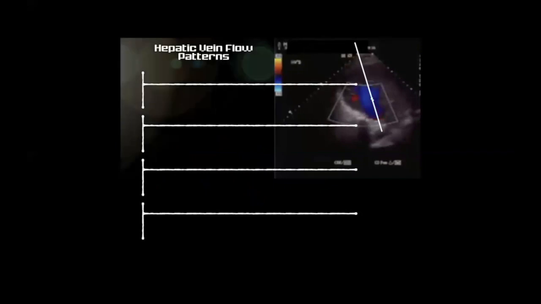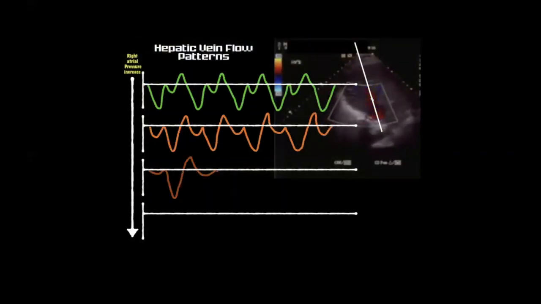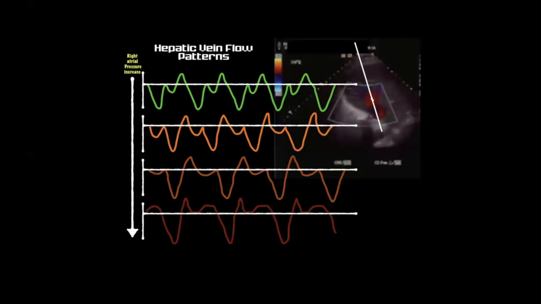Hepatic vein flow patterns: there are various of these. Again, if we get our Doppler window and place the gate appropriately into the center, we can get various different waveforms. As right atrial pressure increases, those waveforms will change. This is where things become important as far as venous excess goes.